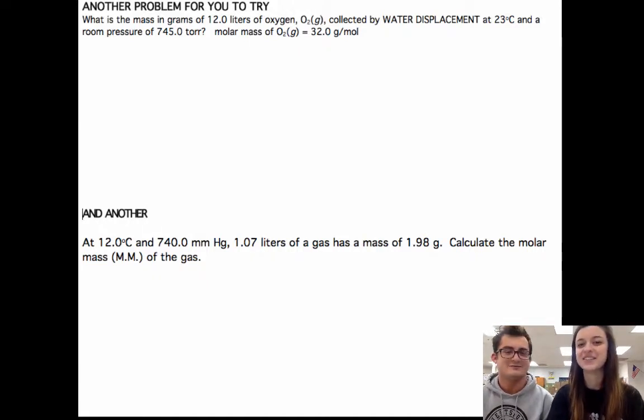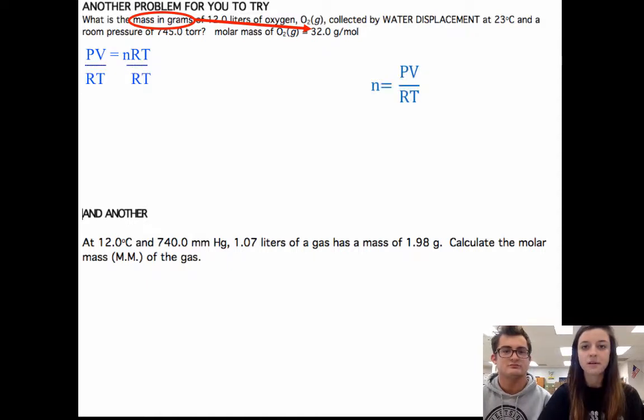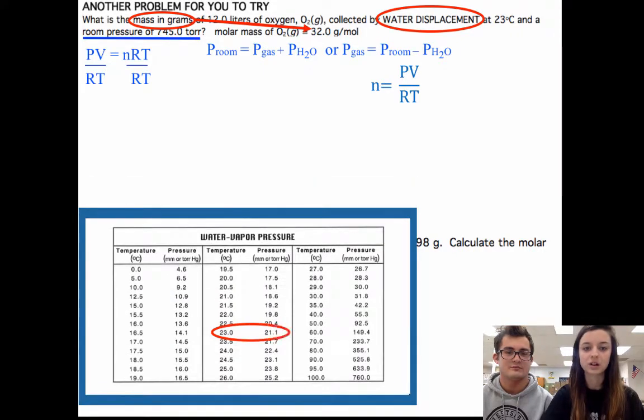All right, so when we see that it's collected by water displacement, we have to account for the pressure of water vapor. So we'll eventually be using Dalton's law to find the pressure of the gas. So let's start with our ideal gas law, which is PV equals nRT. And since we're finding mass in grams, we have to solve for moles right here. And then since it's water displacement, we'll have to use Dalton's law to find the pressure of the gas. We're going to look on our water vapor pressure chart and find that the pressure of the water vapor at 23 degrees Celsius is 21.1 torr.